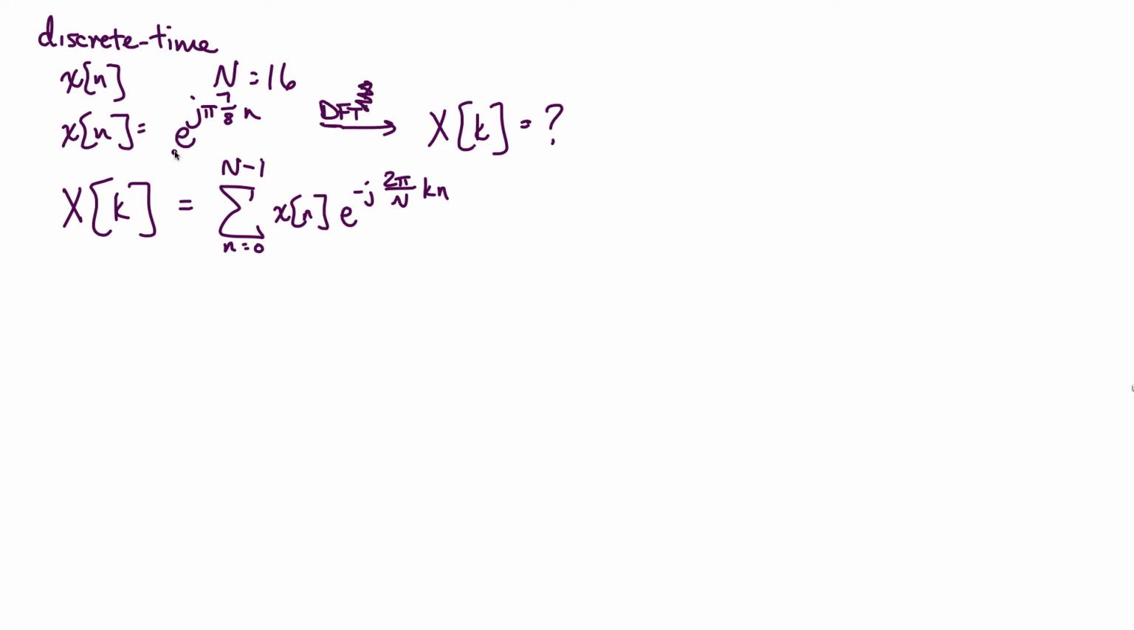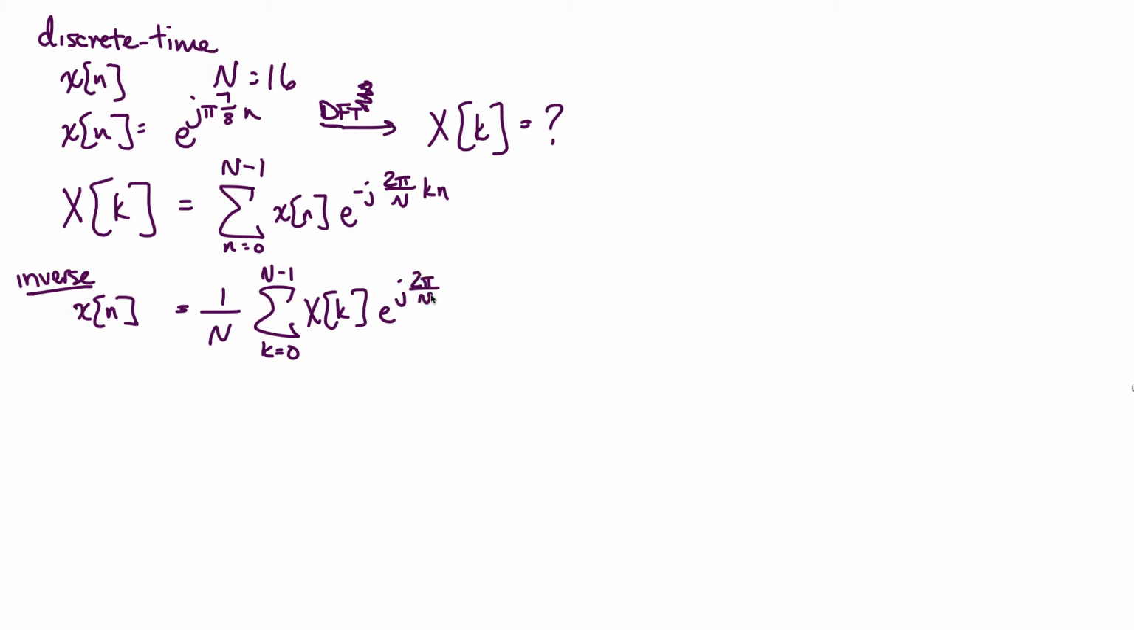And so what we can do is look at the inverse formula. Let's look at that real quick, because that is just our signal, which we know already. It's a scaled summation over k now. Before it was over little n, but to go back, we now go over k of our transformed signal times e to the j 2 pi over big N, k, little n.